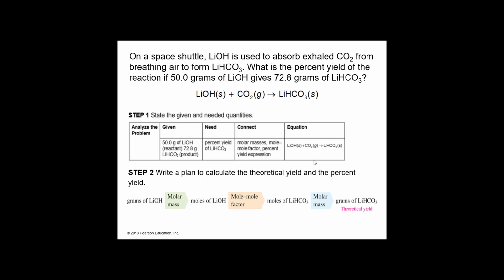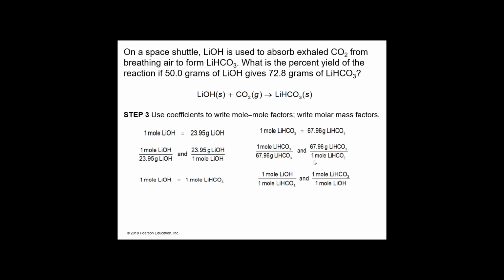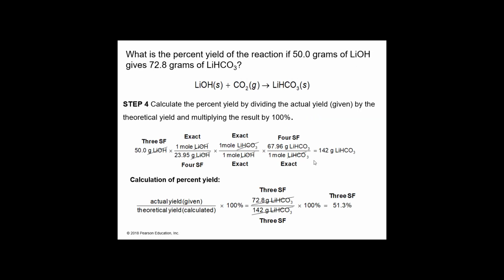So the actual was given, where we need to know the theoretical. So remember, the theoretical should be larger than the actual, because the theoretical is what's on paper, what's been calculated. All right, so we have our lithium here, and we have our conversions in equality. So I'm just going to skip that step, or that slide, and then set it up. So we have 50 grams of lithium hydroxide. We use the molar mass. We get our mole ratio, and then we use the molar mass of our product, and that produces 142 grams of our product.